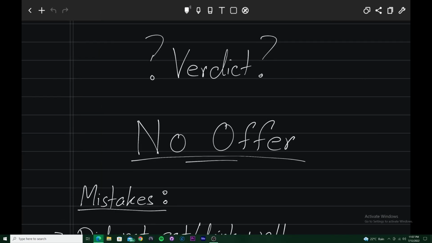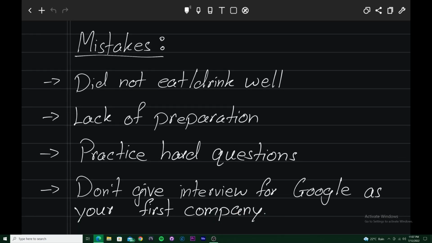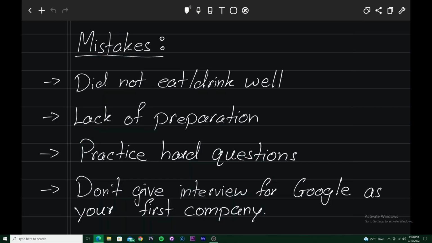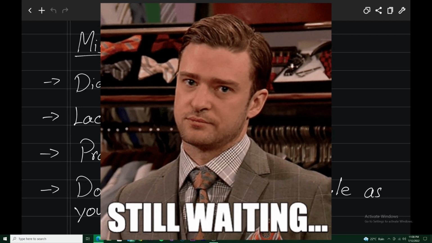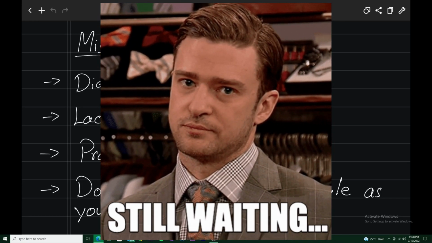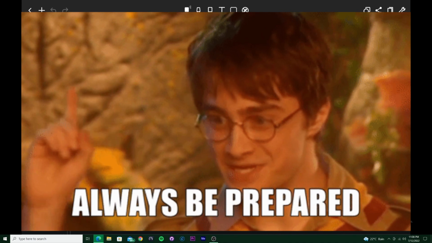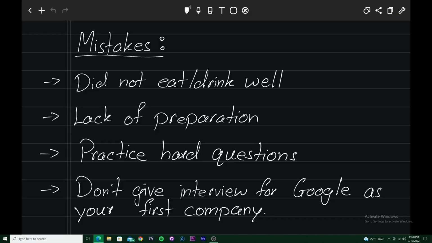So let me summarize my mistakes and hope you learn from them. Number one is don't eat or drink anything that you're not familiar with, or at least that your body is not familiar with. Second is lack of preparation. So be prepared no matter what, whether you get the recruiter response or not. Always stay prepared. If not, have multiple different interviews scheduled so that if one company does not give you an interview, your preparation would not be in vain and you can always give the next shot with a different company.